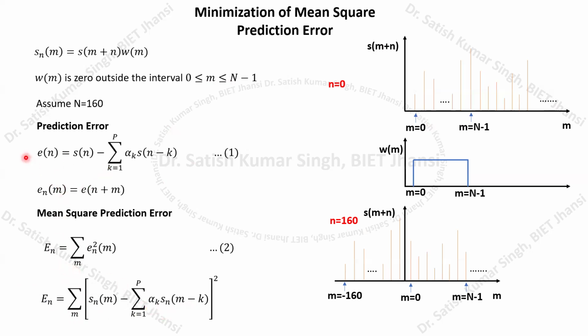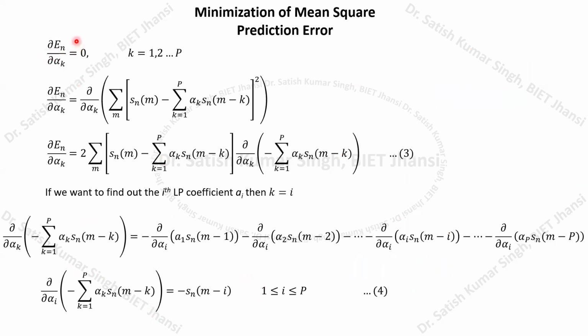So normally we are not directly reducing the error, but what we do is we calculate the mean square prediction error, and then this mean square prediction error will be minimized, right? So we have to minimize this particular equation E_n. To do that, we have to go for the differentiation of this mean square prediction error with respect to alpha k, and then we have to put that particular differentiation value equals to 0. So we perform this differentiation, dou E_n upon dou alpha k equals to 0, and this will be done for k equals to 1, 2, up to p.